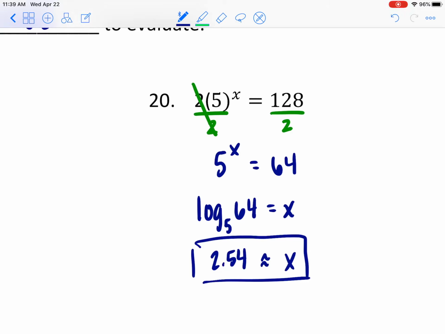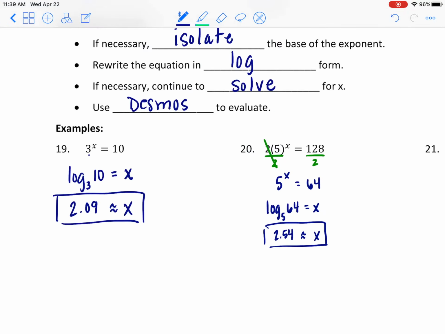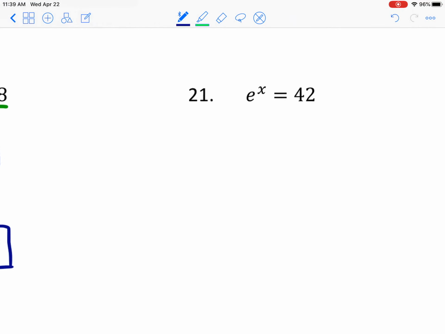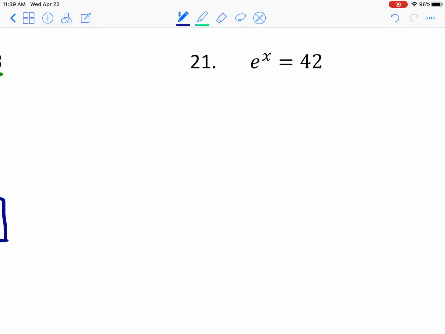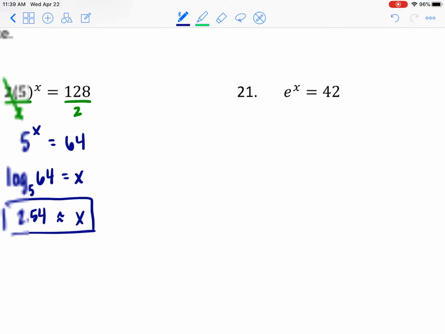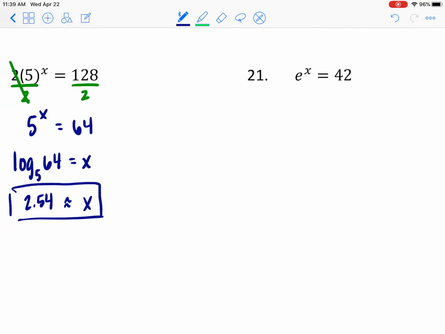2.58. So about 2.58. And you know, the great thing is if you wanted to check your answer, you could absolutely plug that back in. It's not going to give you an exact match because we rounded the answer, but it's going to verify that you did that correctly. Okay, now look at number 21.